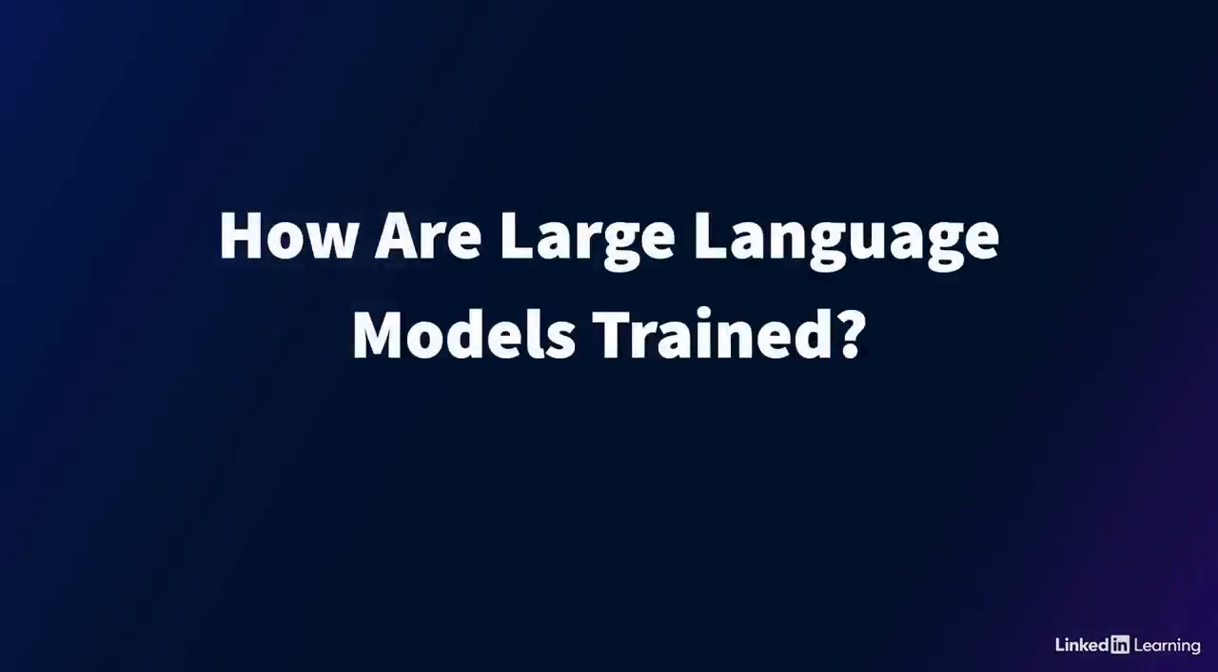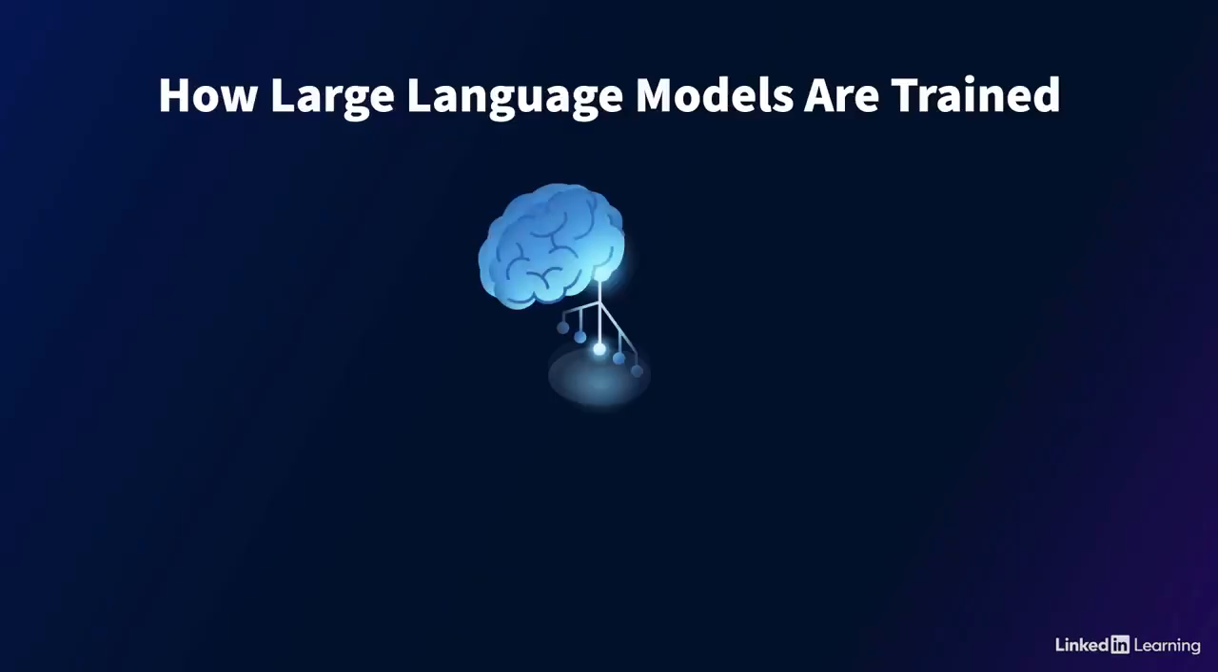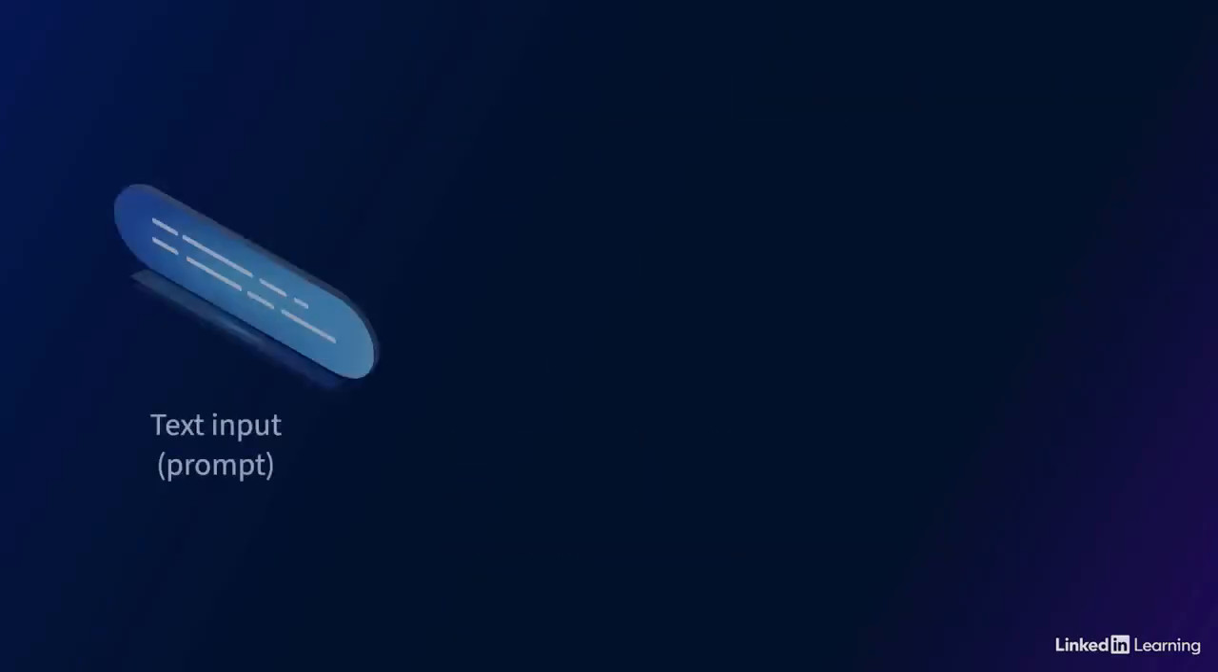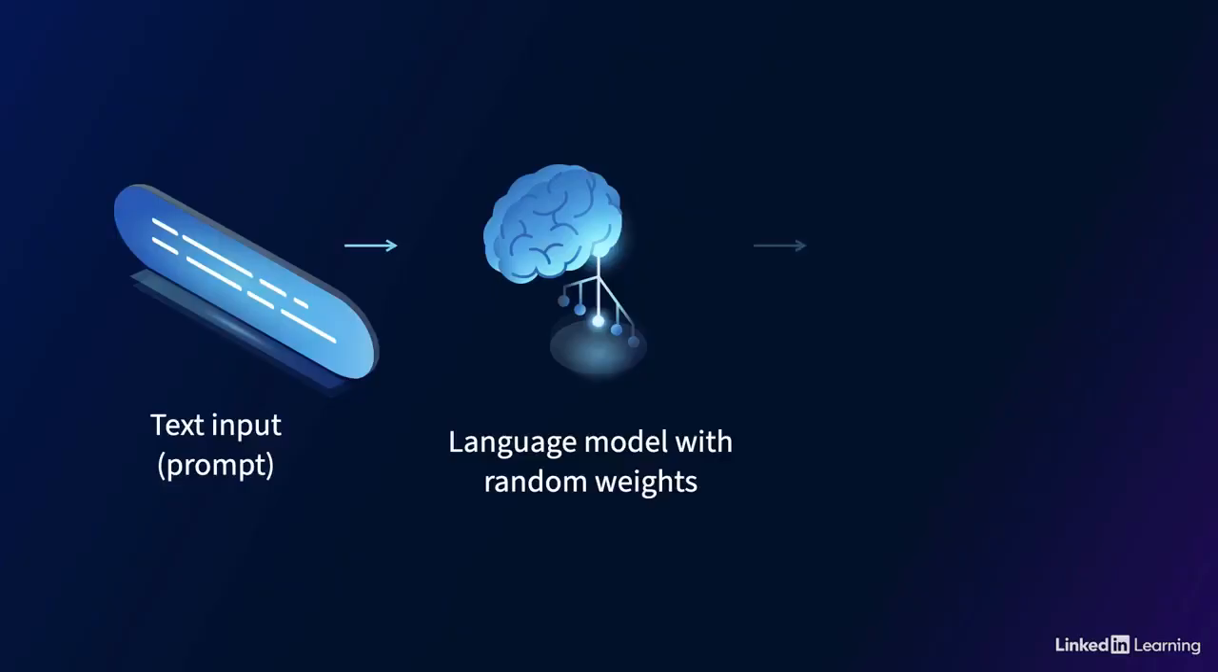We've seen an example of a large language model at work, and the results are pretty impressive. But how do you go about training a large language model? And that's what we're going to look at in this video. Initially, the language model has random weights, and at this point, the model has no knowledge of language. Now, if you were to prompt it, it would just return gibberish.